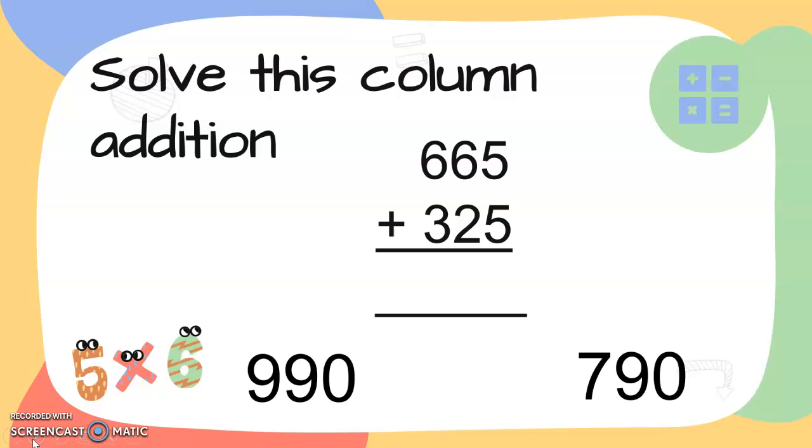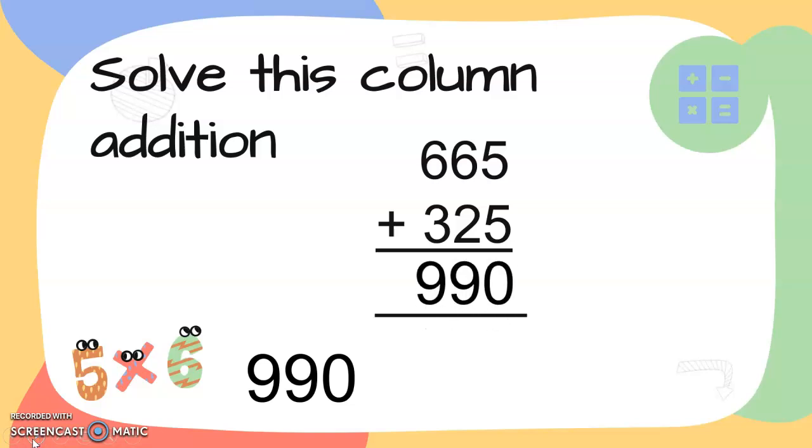It's not 995 and it's not 790. Well done if you got 990. How did we get that answer? We got it because we started at the ones, adding the 5 and the 5 to make 10. We can't write 10 in the ones column, so we exchange the extra 10 and pop it into the tens column by adding a tiny one underneath the bottom line.